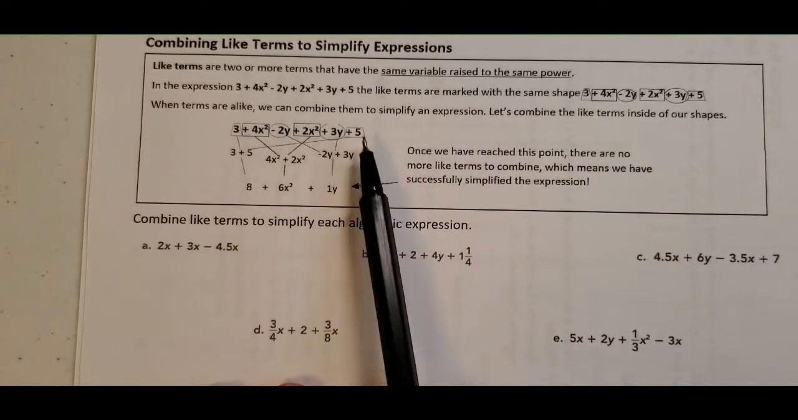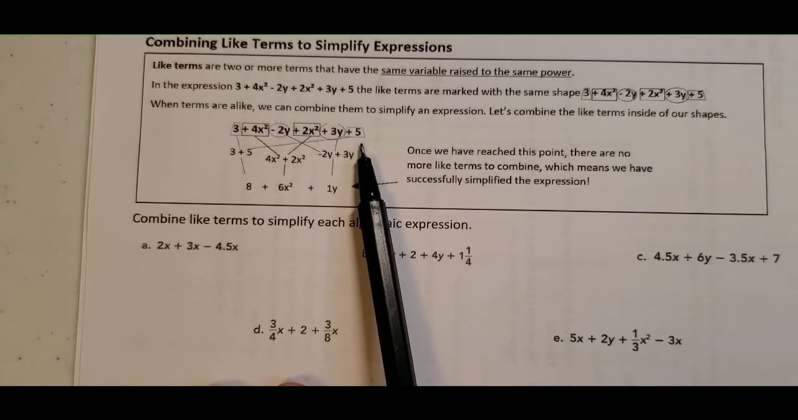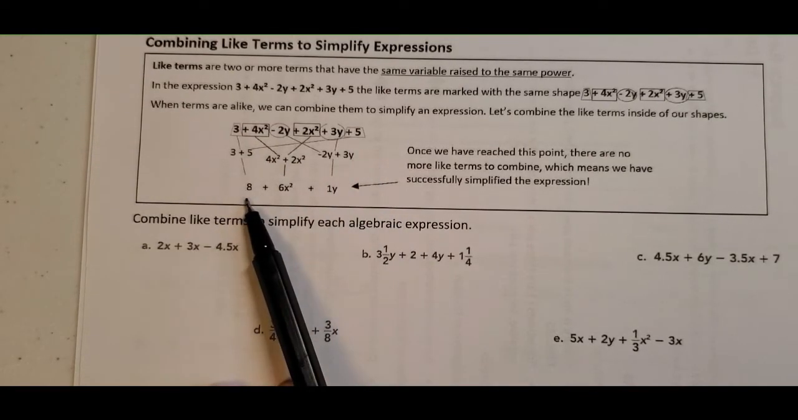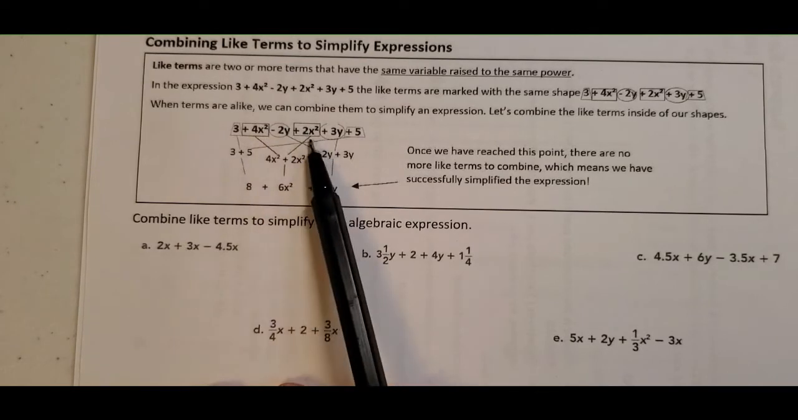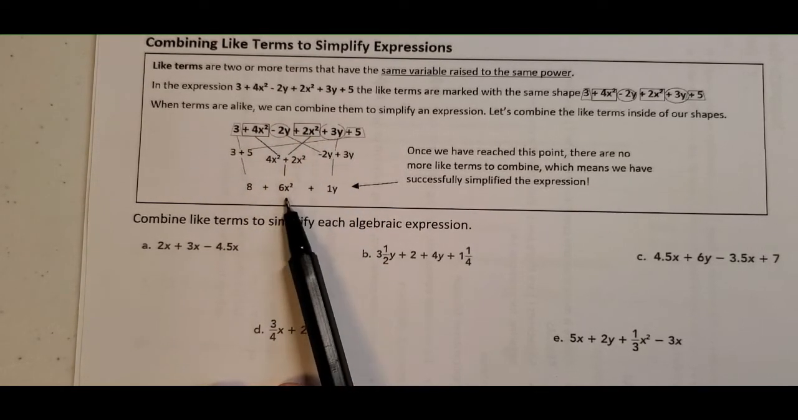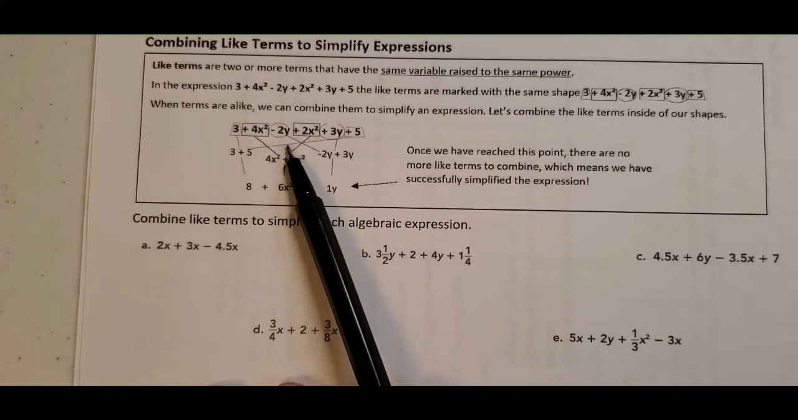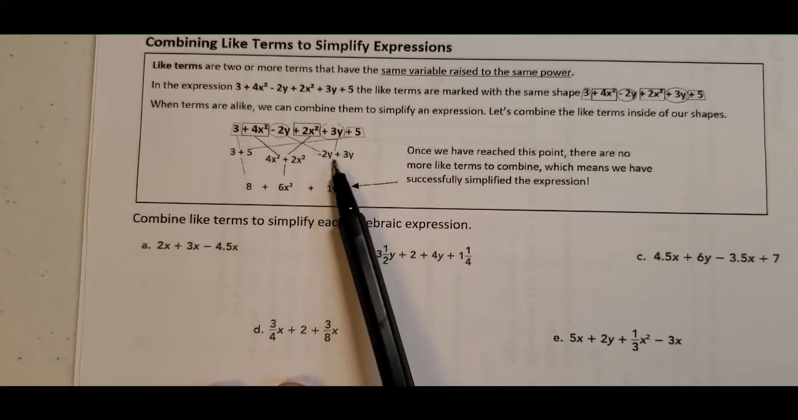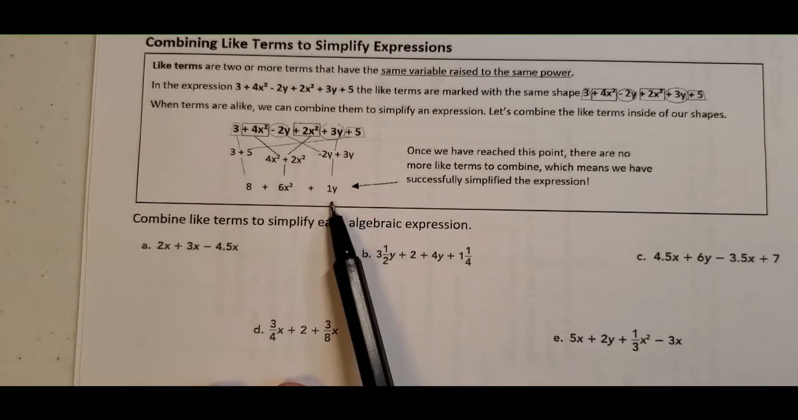So 3 and 5 will go together because they're just basic numbers, which is 8. X squareds will go together. So now you have 4 plus 2, which is 6, so 6x squared. And then you have y's together. So you have negative 2y plus 3y, which is a positive 1y. So that would be your answer.